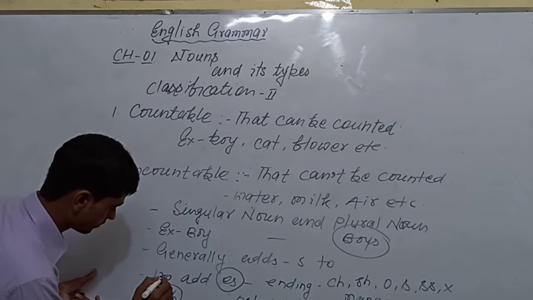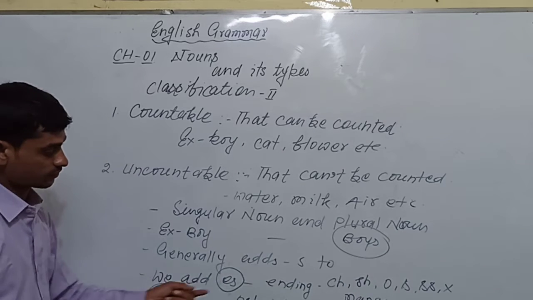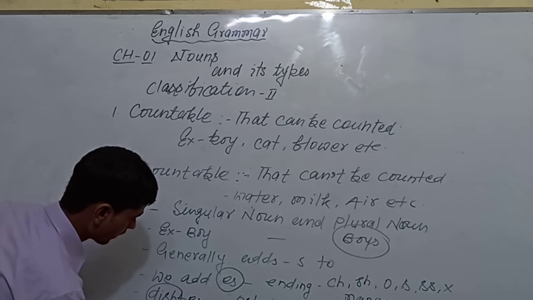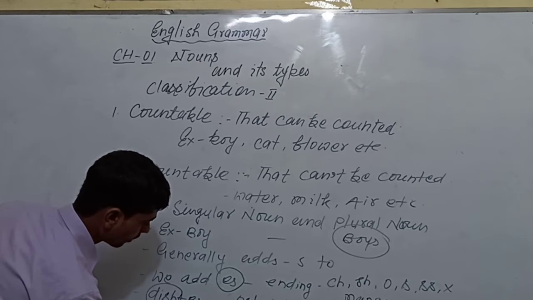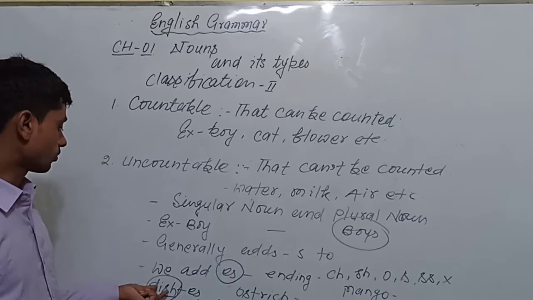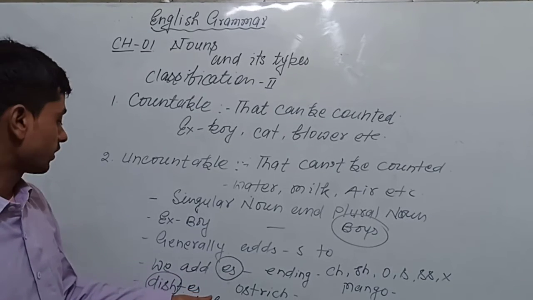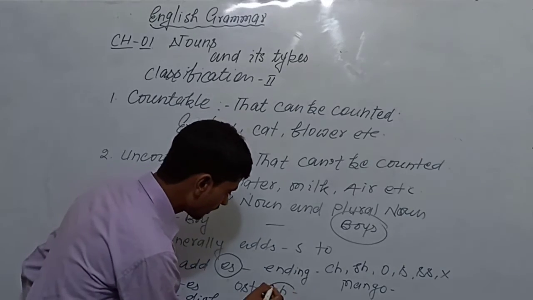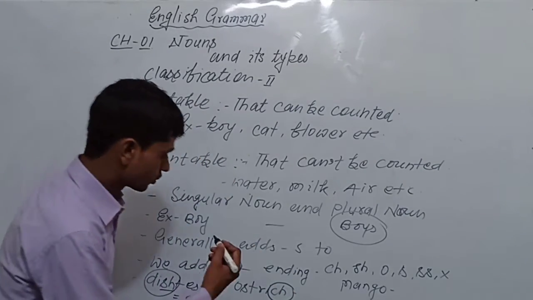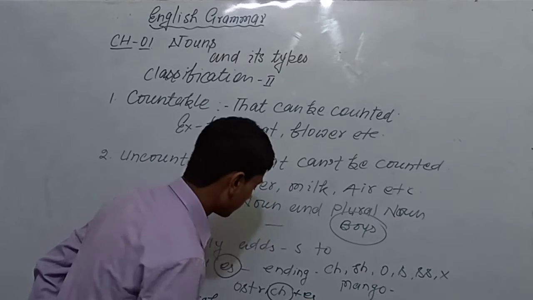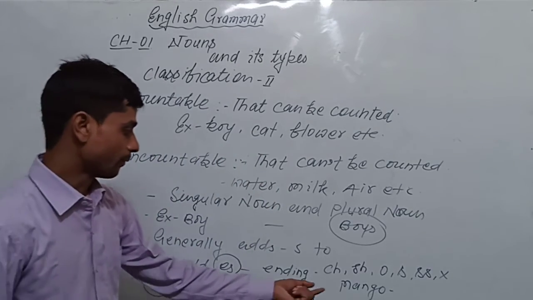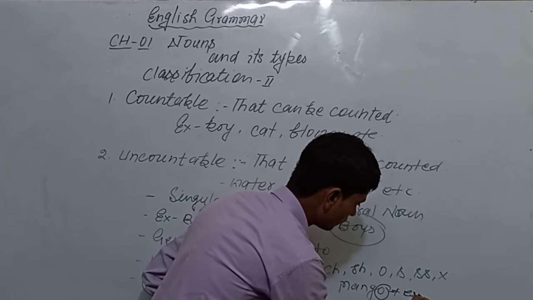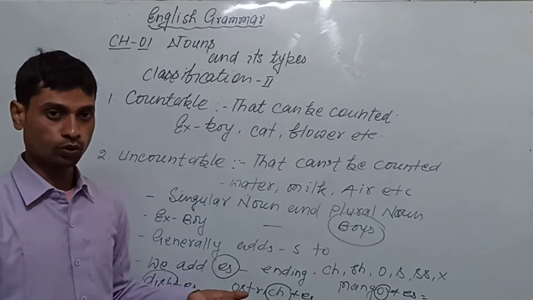For example, dish. What is the last letter? sh. And sh is given here. So we add es and it will be plural, dishes. Now ostrich. What is the last letter? ch. We add es here and it will be ostriches. Mango. What is the last letter? O. So we add es here and it will be mangoes.